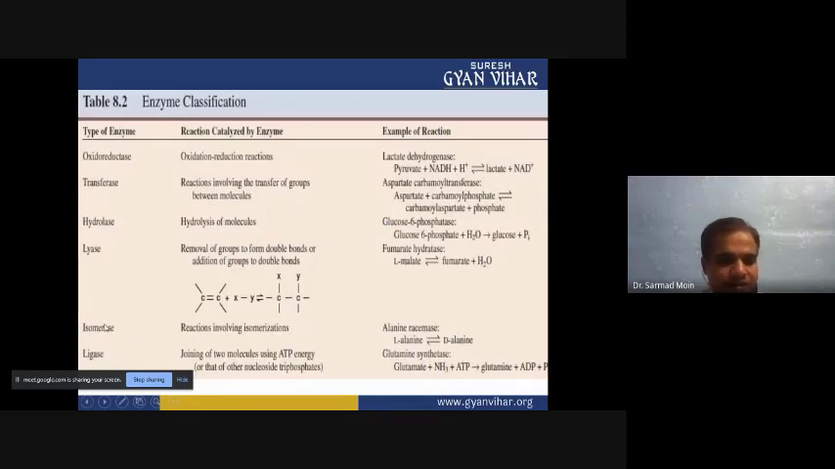Then the isomerase enzyme is there. What will it do? It will be involved in isomerization. So isomerase type of enzymes, what will they do? They will be involved in the isomerization of the molecule.